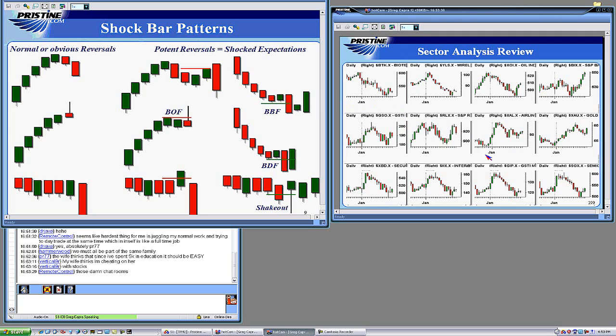You have to set up your software so that it helps you do your analysis more easily and quickly. So a sector page where you can bring up multiple sectors at the same time, and do your analysis of trends, support, resistance, and patterns.